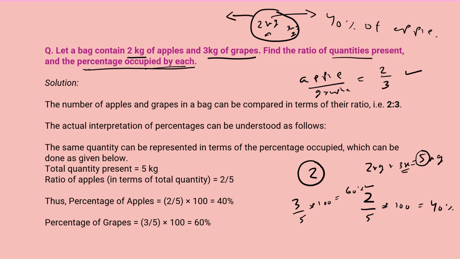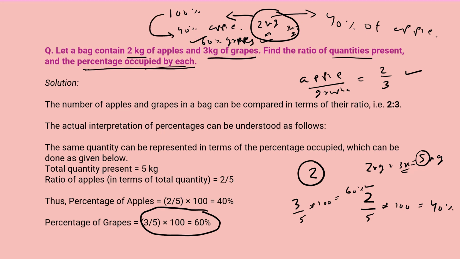One other method you can use is, we already have covered that if this bag is full, we will take it as 100%. So already 40% is covered by apple. So how much is remaining? 60% is grapes. This is another way you can do it. This will probably save you some time because you don't have to go into large calculation. You can just subtract 40 from 100 and you will get 60 as the answer for grapes.